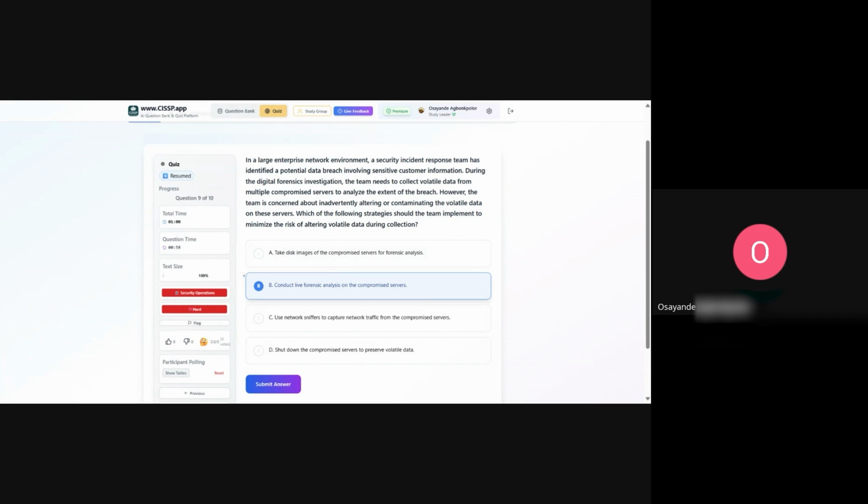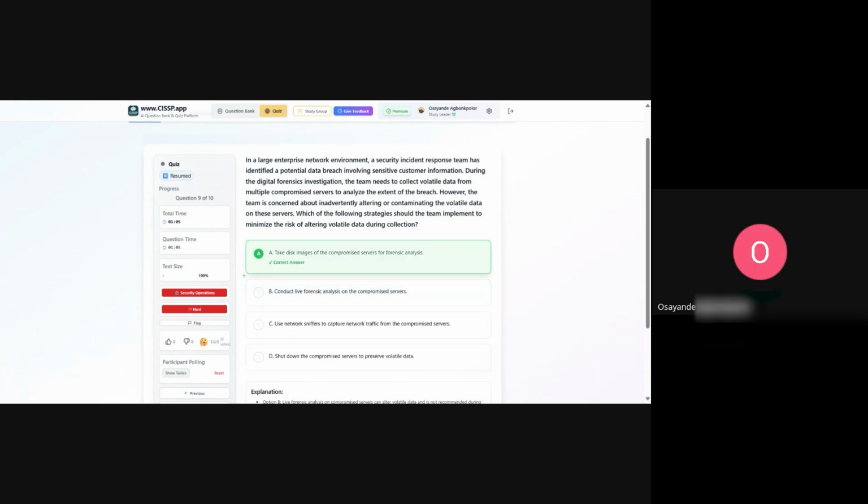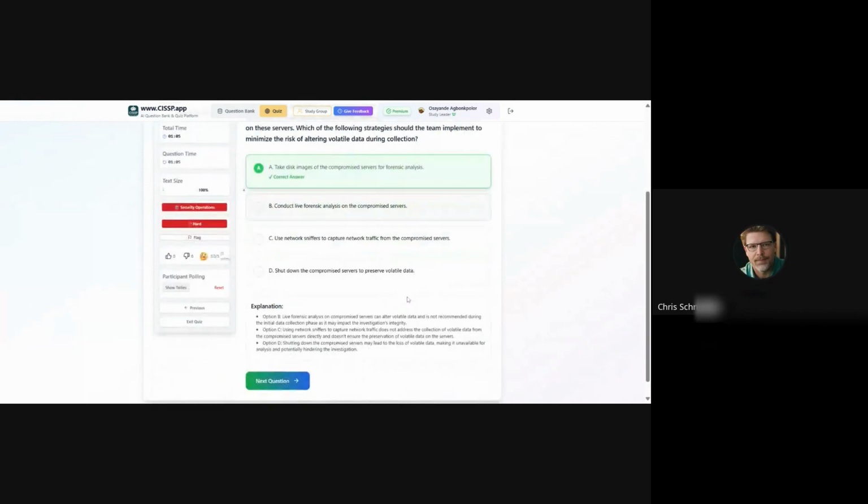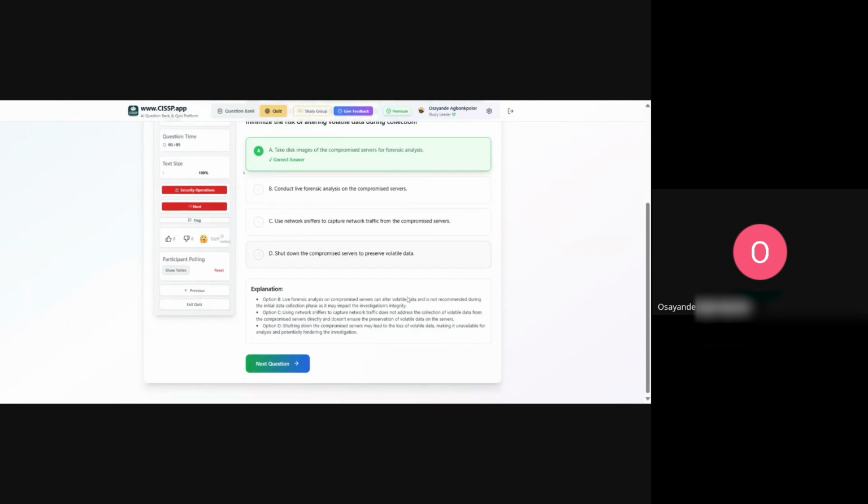Go with the popular A votes. Popular A vote. Absolutely, which was correct. But let's see. Yeah, that's interesting. No explanation as to why A was correct.